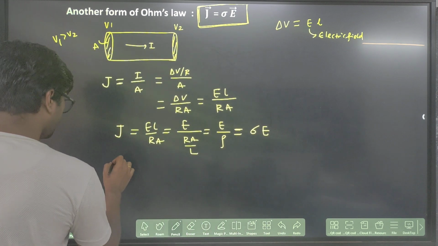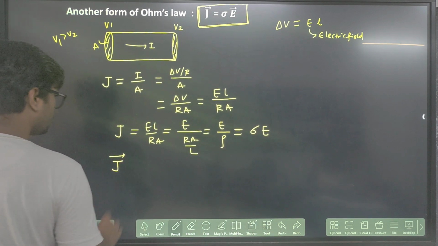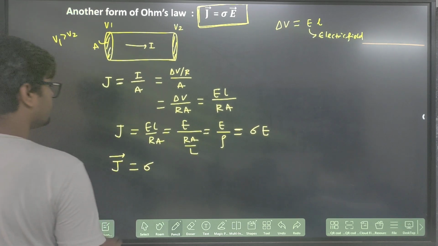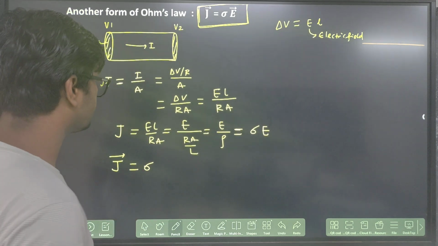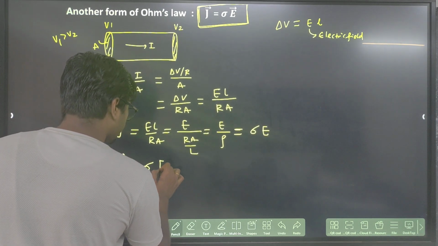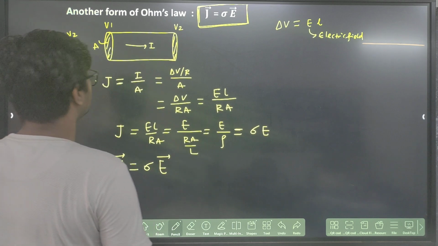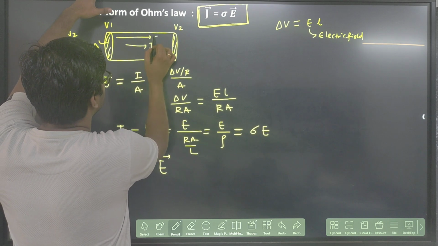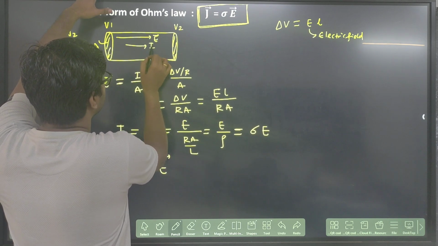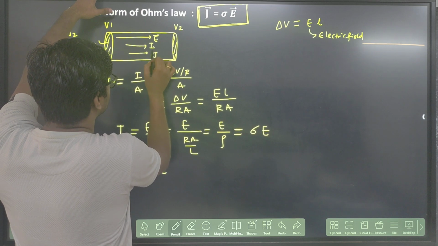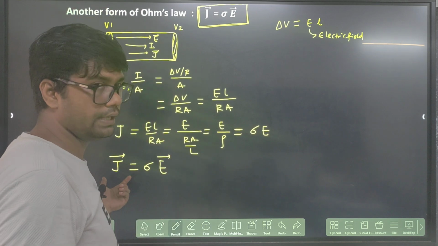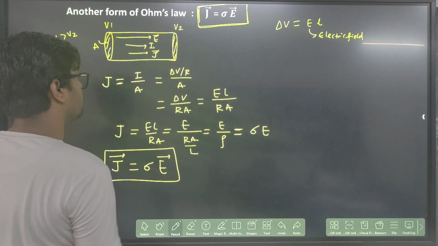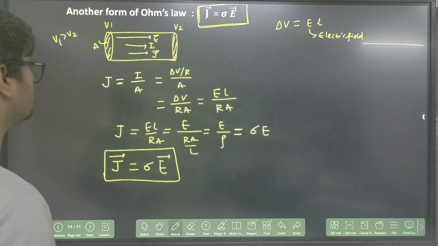So if I put the direction, J direction is along the direction of the current, is equal to sigma into E. Sigma is not a vector quantity, it is a scalar quantity. E is the vector. You see here V1 is greater than V2, that means the electric field direction is also along this direction. The current direction is this direction, and the J direction is also the same. So J and E are in the same direction. So J equal to sigma into E we have proved here, right?